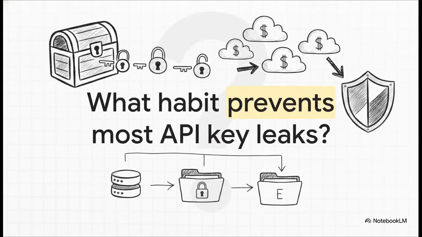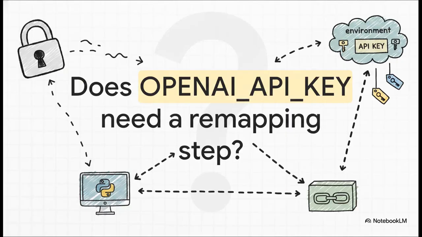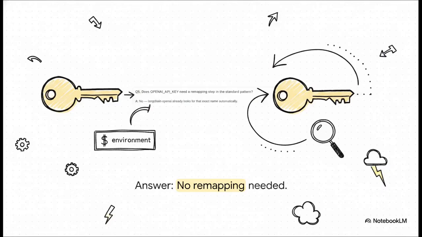Okay, flashcard 4. This is the big one for protecting your projects. What single habit prevents almost all API key leaks? Verifying and adding your .env file to .gitignore before you ever type git commit for the very first time. Build that muscle memory. Last one, flashcard 5. Does OPENAI_API_KEY need a remapping step if you're using a standard setup like LangChain? Nope, absolutely not. The library is smart enough to look for that exact name right out of the box, so you get to skip the busy work.